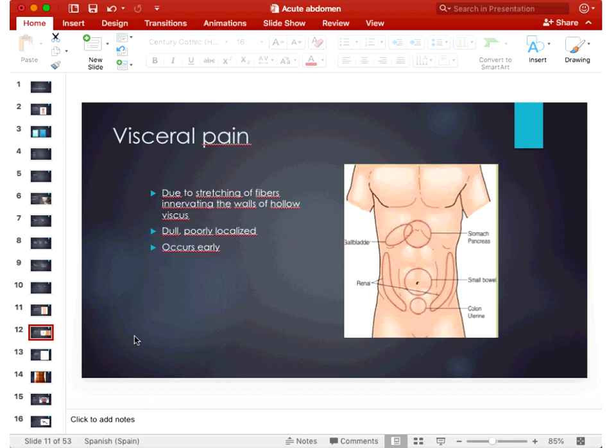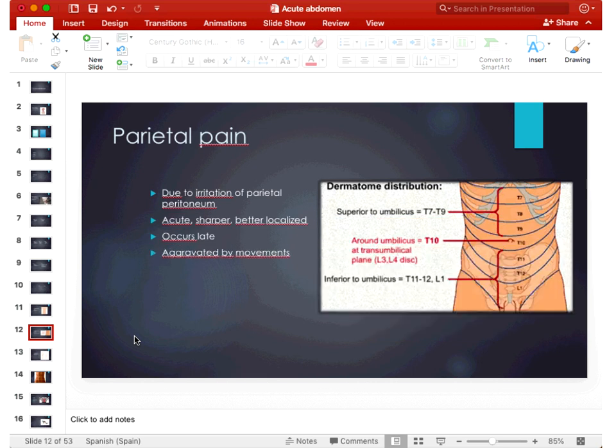When we find parietal pain, that means the patient can actually point with one finger where he has pain. This is because the parietal peritoneum just got inflamed, and it is very acute. It is better localized, but it occurs late. Now, when you find this, the patient had already been about 12 hours on evolution, having started with the pain.